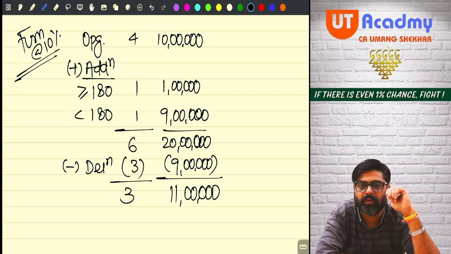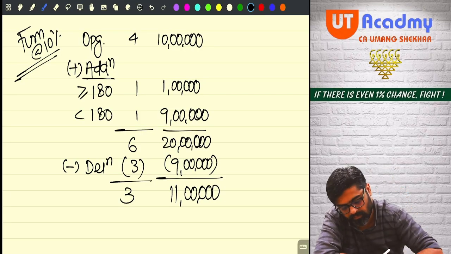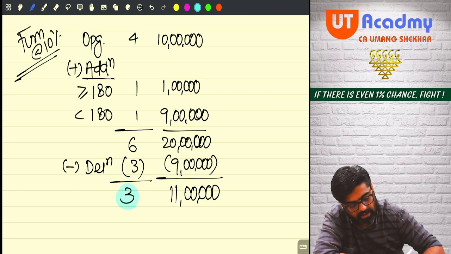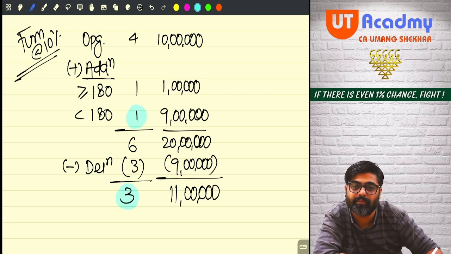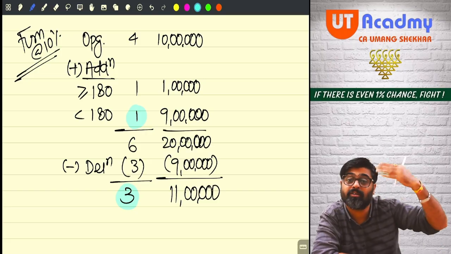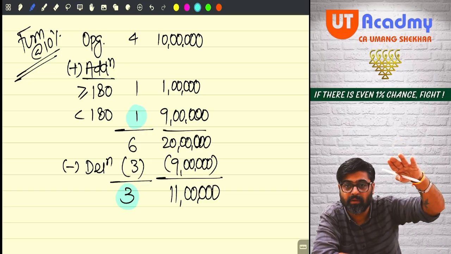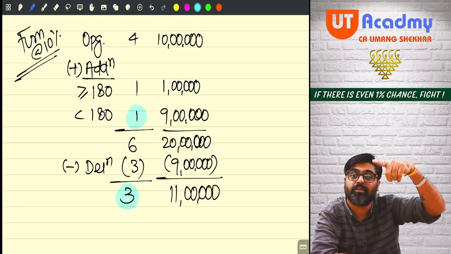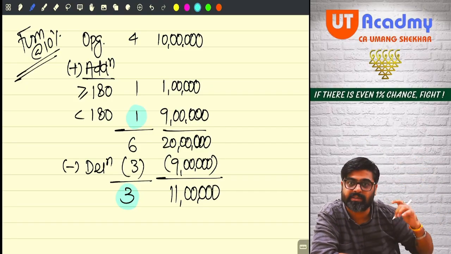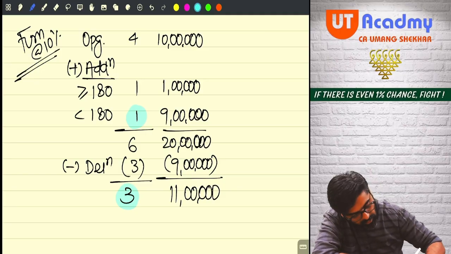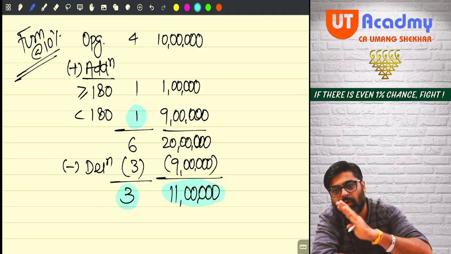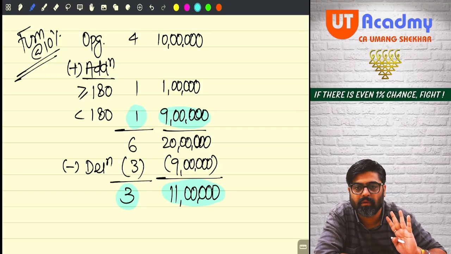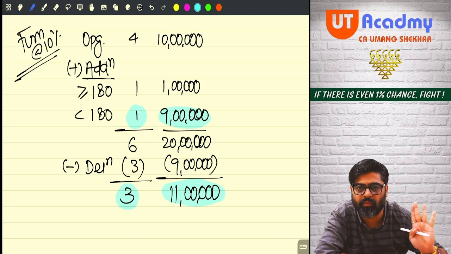Now ask yourself one question. The 3 which remain also include the asset which was acquired in this year and put to use for less than 180 days. Even that asset is there with me as on the last day. So from this value, I will have to separate what? 9 lakhs. On that I will apply half rate, and on the balance 2 lakh, I will apply full rate.